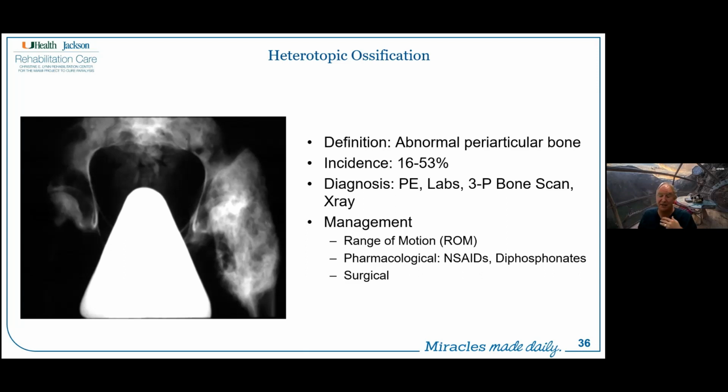Oftentimes it's not diagnosed, but the person may develop not just contractures, but actually heterotopic bone that needs to be managed. Now, the management is difficult because you want to provide range of motion to try to maintain range of motion, but if you provide too vigorous range of motion exercises, it can actually stimulate the production of more heterotopic ossification. So we work very closely with our therapists, pharmacologically using nonsteroidal anti-inflammatories and the bisphosphonates.